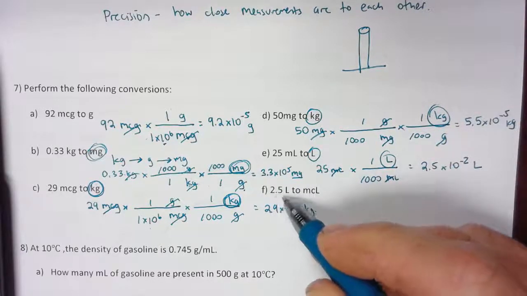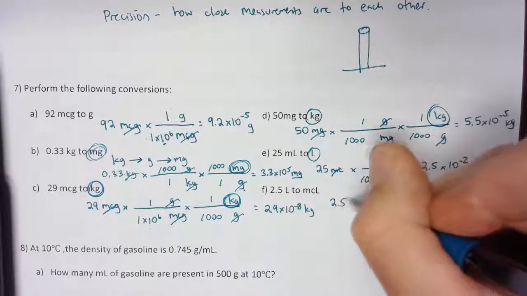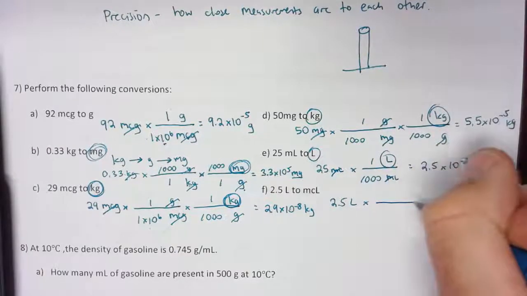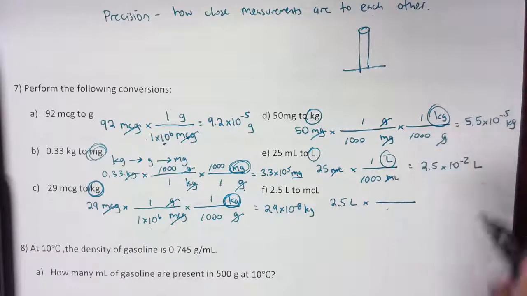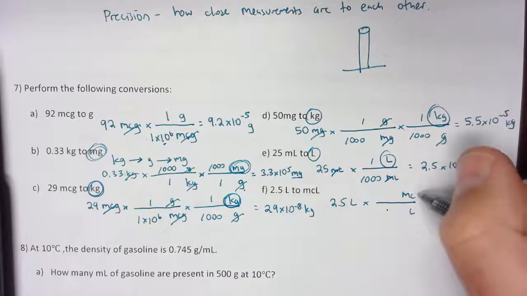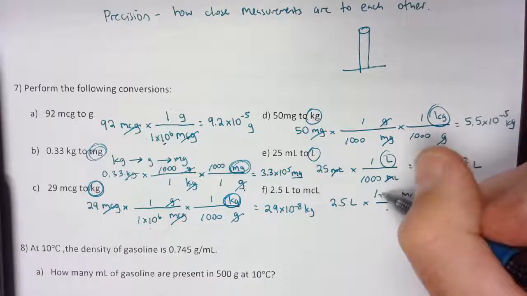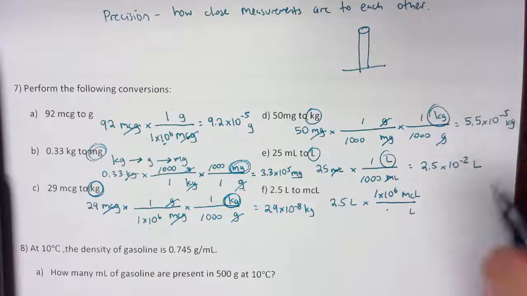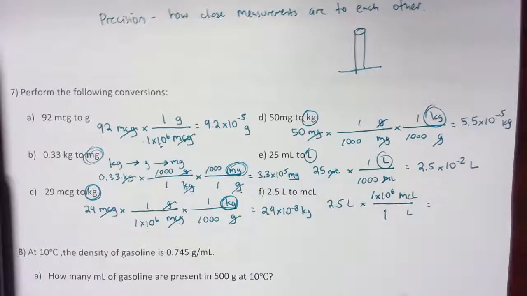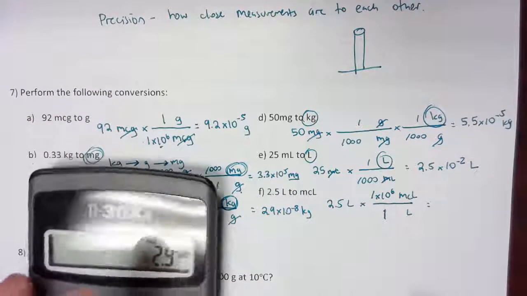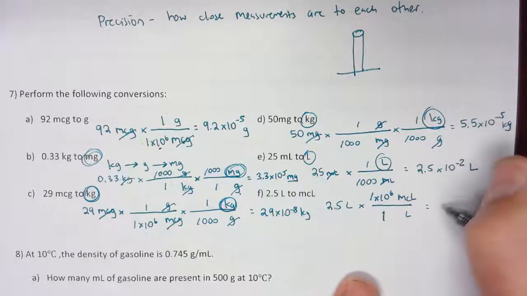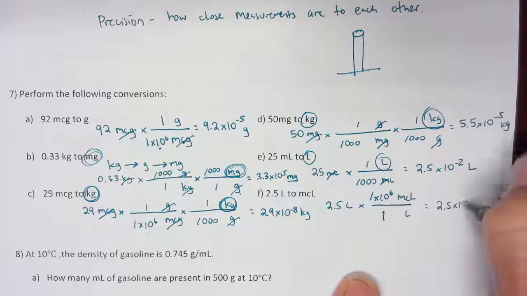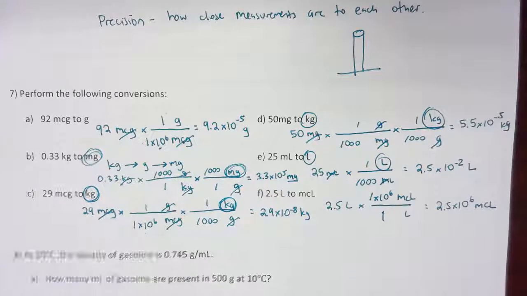And next is 2.5 liters to microliters. Can go directly from liters to microliters. 1 times 10 to the 6 microliters in 1 liter. And when I do 2.5 times 1 times 10 to the 6th, I'm going to end up with 2.5 times 10 to the 6th microliters.